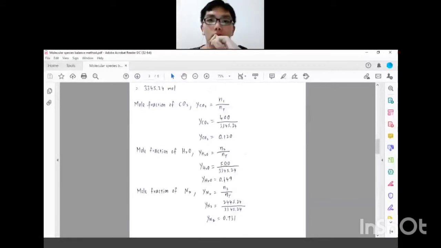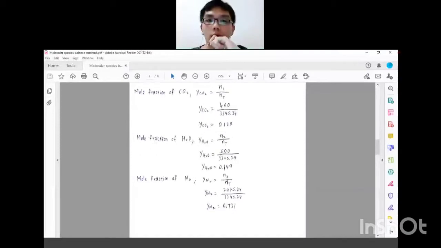Find the mole fraction of each product gas. For example, for the mole fraction of CO2, yCO2 is equal to the number of moles of carbon dioxide divided by the total number of moles of product gas. You will get the value for the mole fraction of carbon dioxide. And the same goes for the mole fraction of water and the mole fraction of N2.